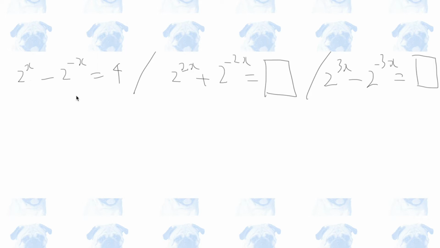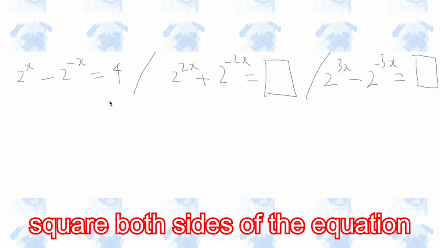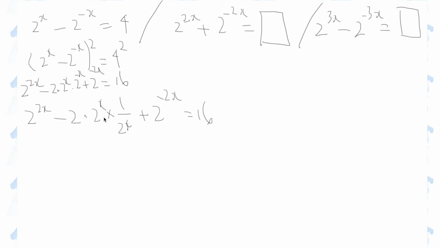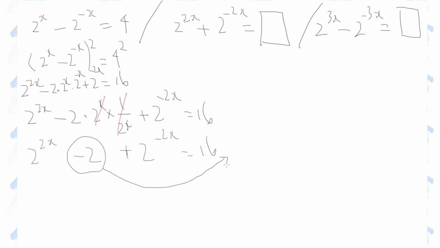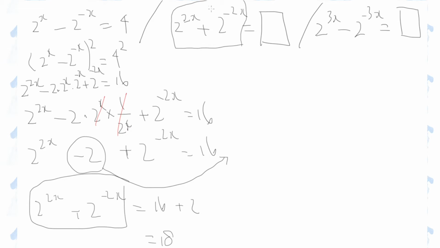What I'm going to do is to square both sides of this equation. And these numbers in the middle term can be cancelled out. So we get this. And all that's left to do is to move the constant to the other side. And notice that the left-hand side is identical to the left-hand side of this equation. So the answer is 18.